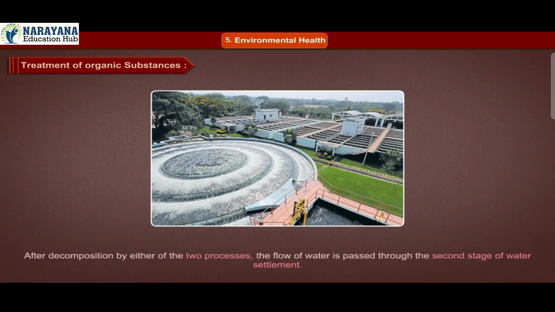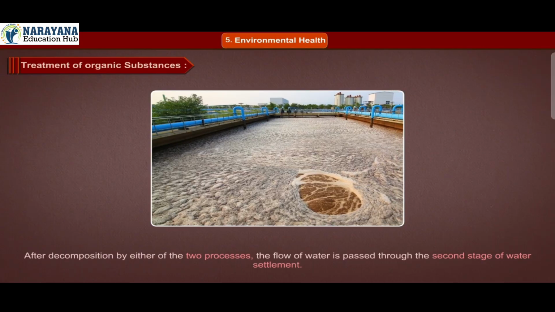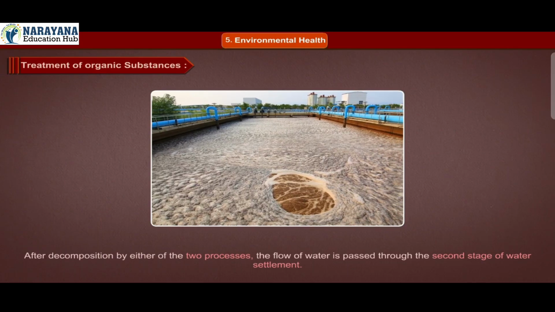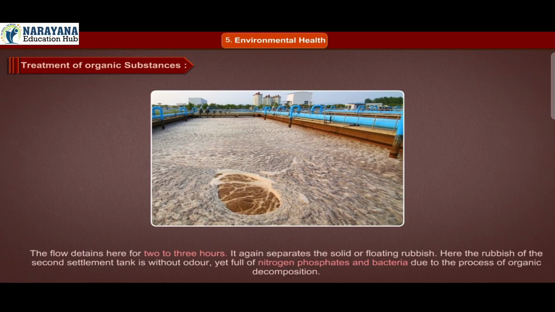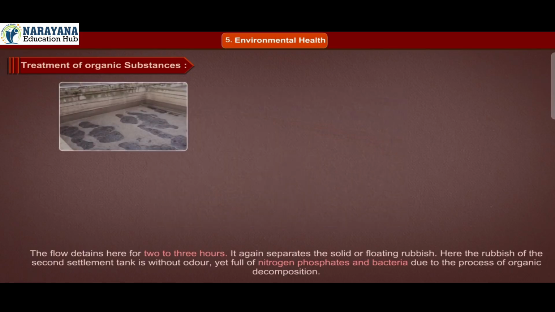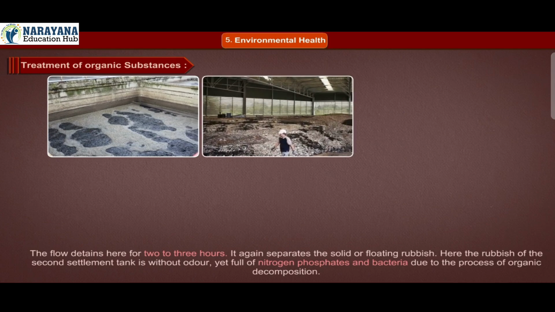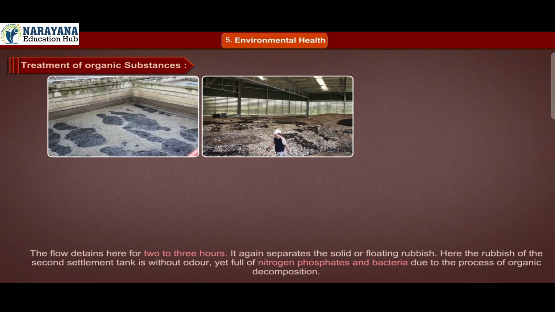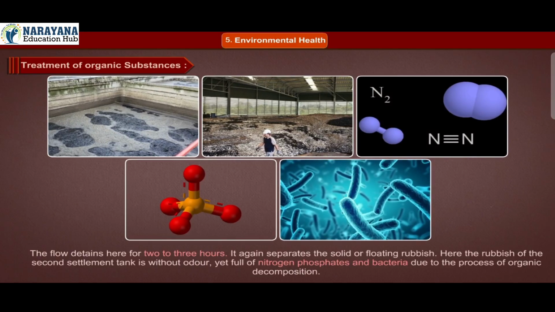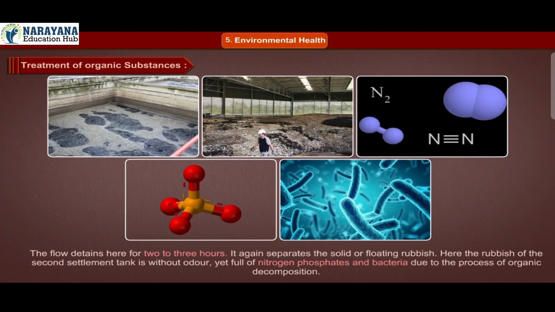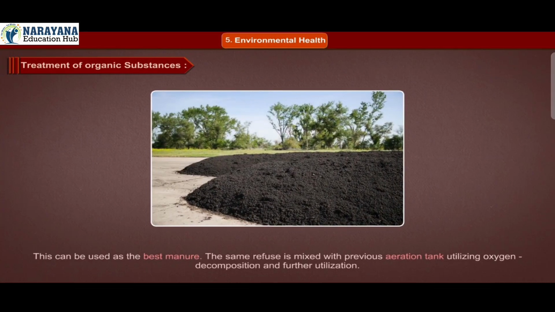After decomposition by either of the two processes, the flow of water is passed through the second stage of water settlement. The flow detains here for 2 to 3 hours. It again separates the solid or floating rubbish. Here, the rubbish of the second settlement tank is without odor, yet full of nitrogen, phosphates and bacteria due to the process of organic decomposition. This can be used as the best manure.